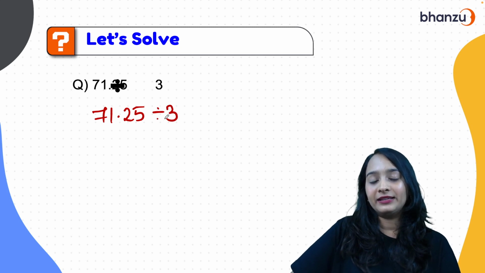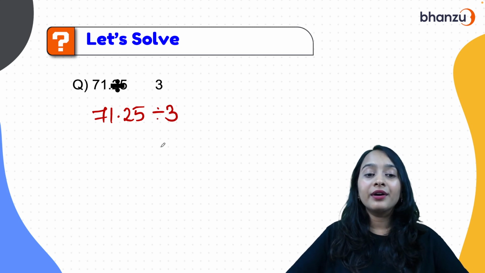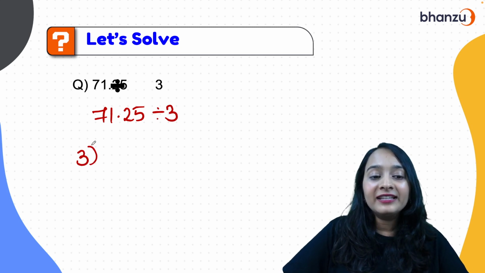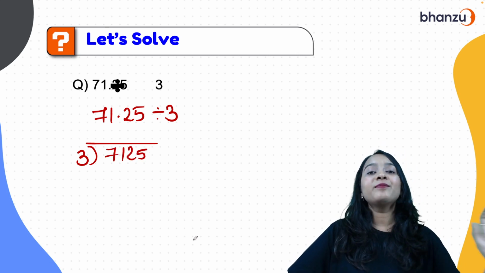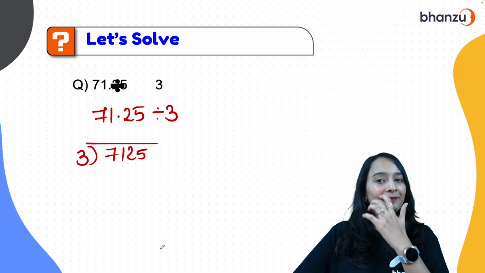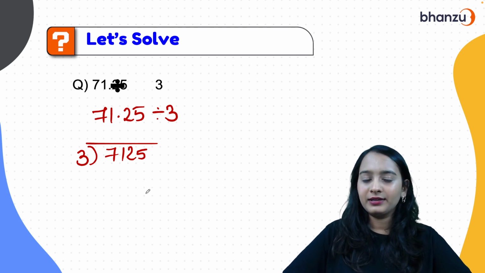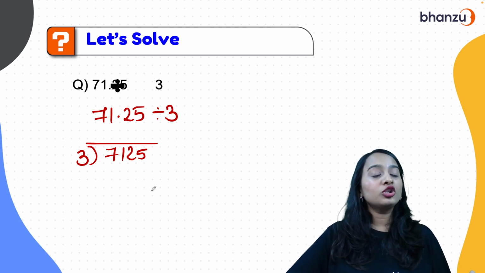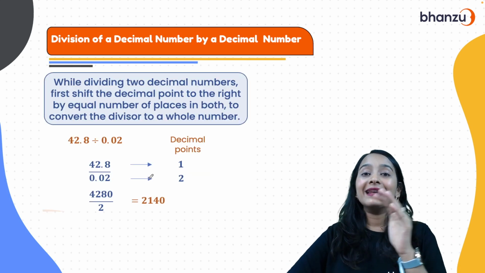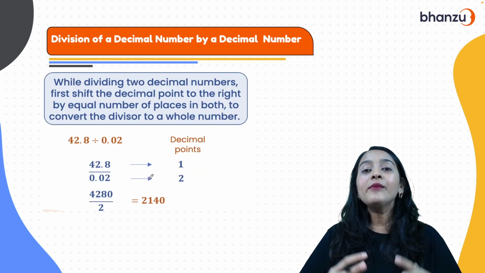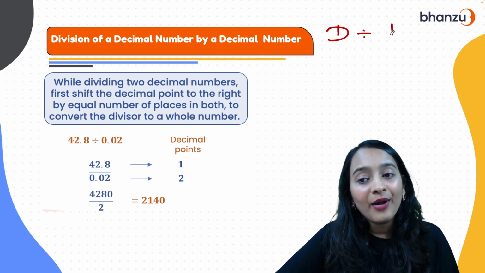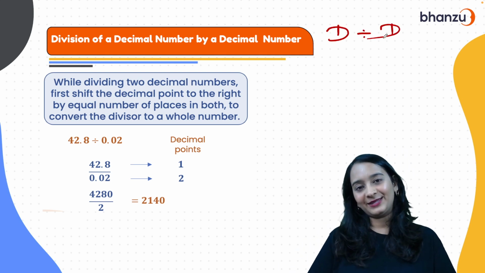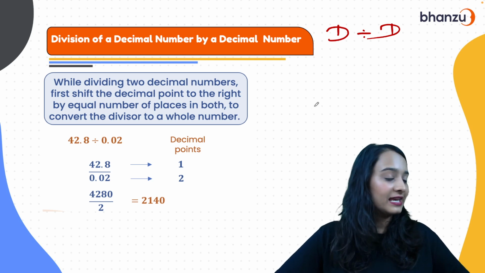Alright. Now here you have 71.25 divided by 3. Now what do we do here? Again, we're going to divide the number as 7125 and proceed till we get the remainder as 0. Hopefully we're getting the remainder as 0 here. If not, what to do is what we are going to do in our next segment, where we will be dealing with how to divide a decimal number by another decimal number. Alright? Let's get started here.